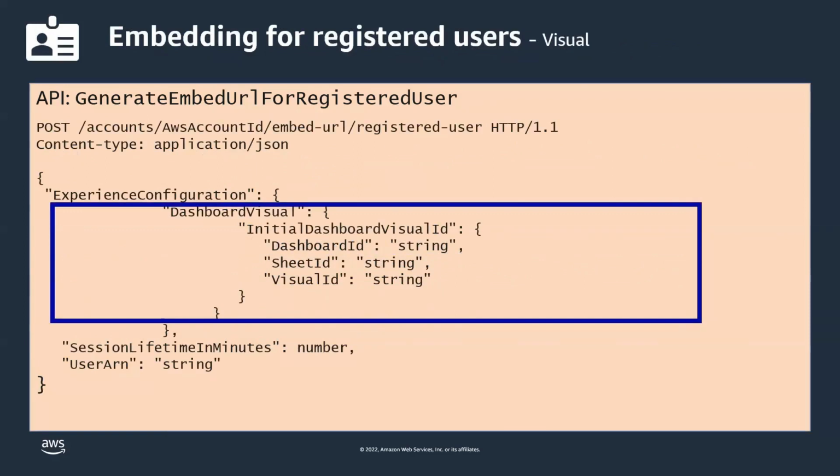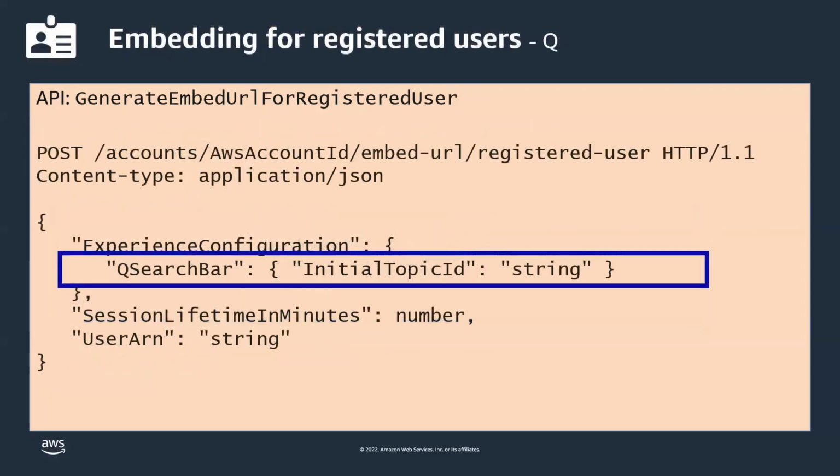As before, for the visual embedding, we can provide parameters for visual ID, sheet ID, and the dashboard ID. I do require the user ARN along with this, right? So for registered users, all of the calls require the user ARN. If you want to enable your users to ask questions in a similar way as we did in the anonymous embedding, this requires a user ARN to be passed, and this will map your user to the embedding call.